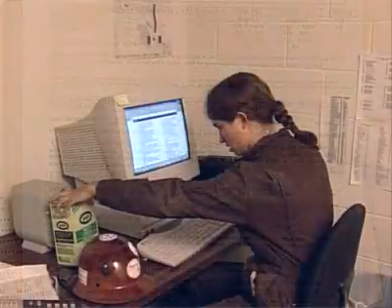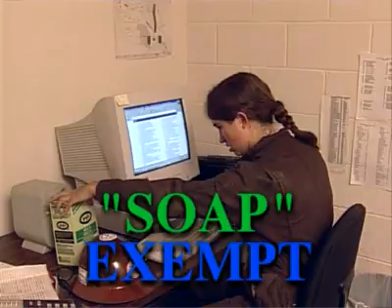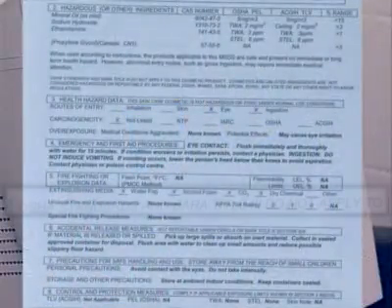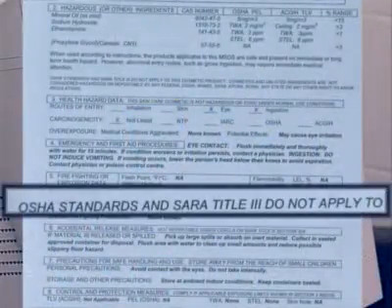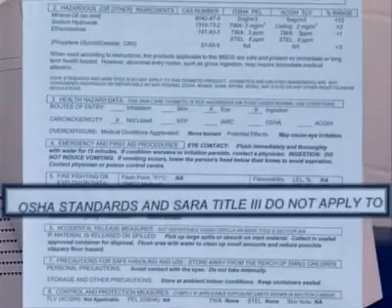Do you need to include this soap in your Hazcom program? The answer is no. The FDA has classified soaps as cosmetics, and cosmetics are exempt under Hazcom's definitions. Also, you can rely on the manufacturer's MSDS when it says that OSHA standards do not apply, and you can infer that it also doesn't apply to Hazcom. Hazcom was designed to be fully compatible with the requirements of OSHA's Hazard Communication Standard.